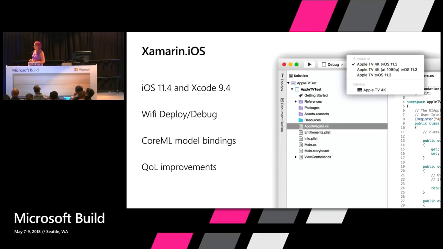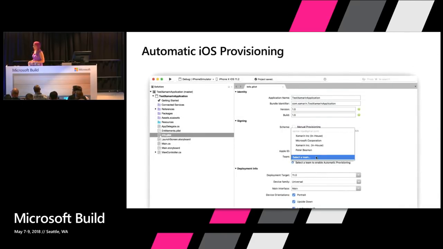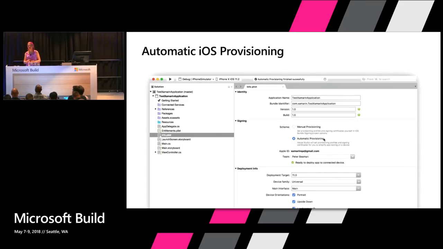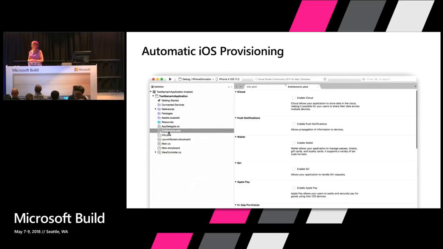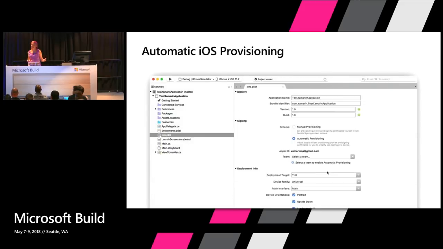We also have a whole bunch of little quality of life improvements all throughout the iOS experience. We also added support for automatic iOS provisioning. This is one of my favorite features because it means you no longer really have to care about the ins and outs of provisioning profiles. You simply log into your Apple account and select your team, and then turn on automatic provisioning in your info plist, and it will automatically create certificates and a provisioning profile for you and download them and set them up.